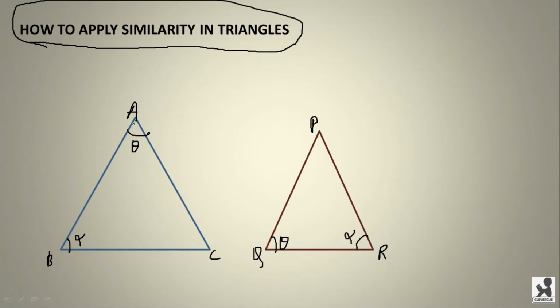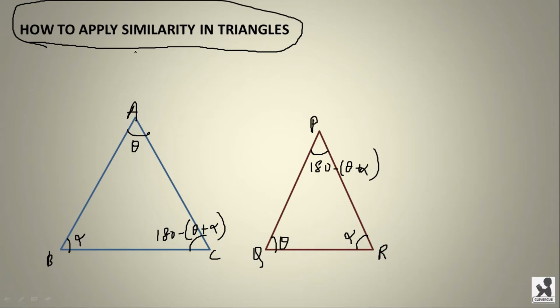How? Because if two angles in a triangle are equal, then the third angle will be automatically equal. How? This angle will be 180 degrees minus (theta plus alpha). Similarly, in this triangle, angle QPR will be 180 minus (theta plus alpha).